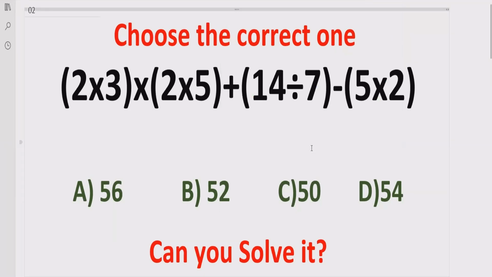Today we will solve another quiz which is related to arithmetic expression, and the quiz contains the basic operations: multiplication, plus, division and subtraction. So we have to solve this quiz using the PEMDAS and BODMAS method and find out which answer is correct. In the answer list, we have the given four answers: 56, 52, 50, and 54. So let's see after solving it which answer is correct.